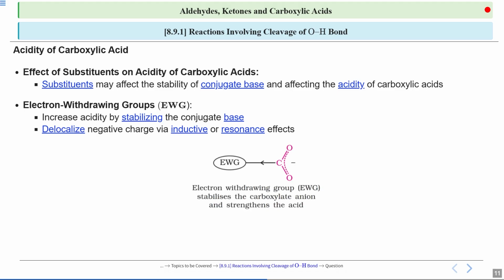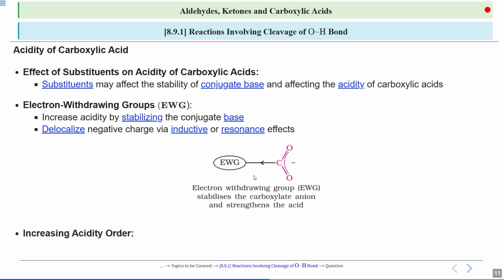If you look at this particular image, if an electron withdrawing group is attached to this carboxylate anion, this electron withdrawing group stabilizes the carboxylate anion and it strengthens the acid. So it increases the acidity by stabilizing this conjugate base. And you can see that it will delocalize the negative charge by the inductive or the resonance effect.